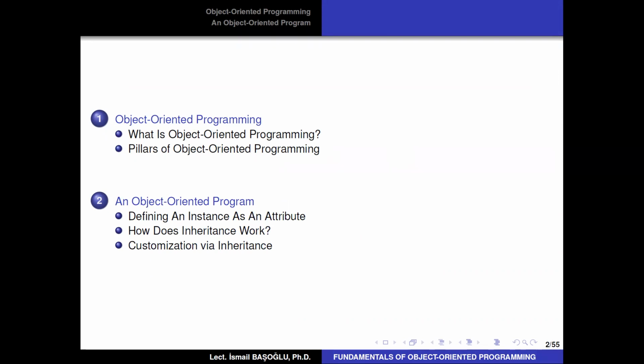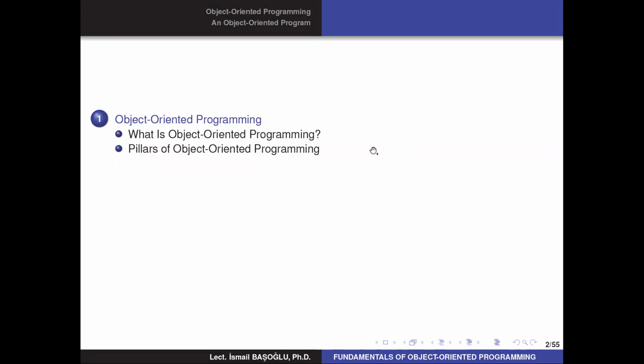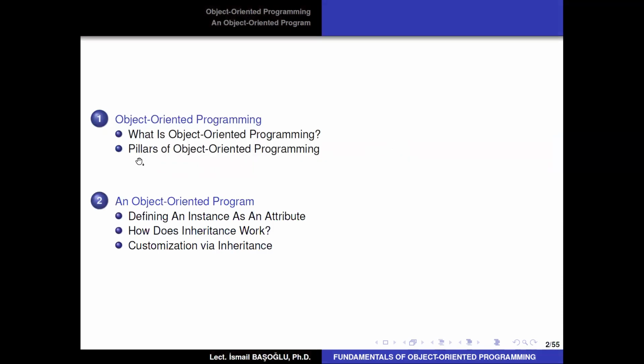Now we are going to define object-oriented programming in a very, very short way, and we are going to mention the pillars of object-oriented programming. So what do I mean by pillars? As I have told you, this is the fundamentals of object-oriented programming. We are trying to create a foundation for this concept here. And over this foundation, there are certain pillars which are very important for object-oriented programming.